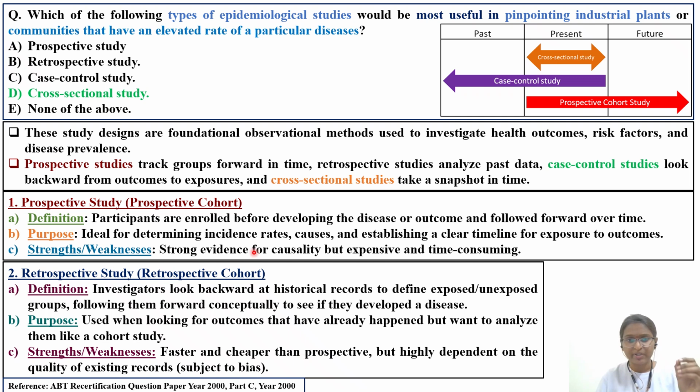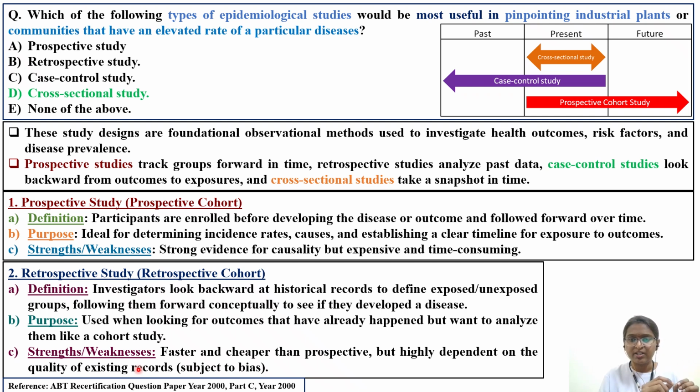What are the strengths and weaknesses of this retrospective study? They are faster and cheaper than prospective studies. As I told you, prospective studies are expensive, but retrospective studies are highly dependent on the quality of the existing records. For example, COVID cases which took place in 2019 or 2021. Certain cases might have been clearly reported at the time of the incident. Certain pieces of information may be missing, for example, you have written about the patient but not about the age or particular location and how much time he got exposed.